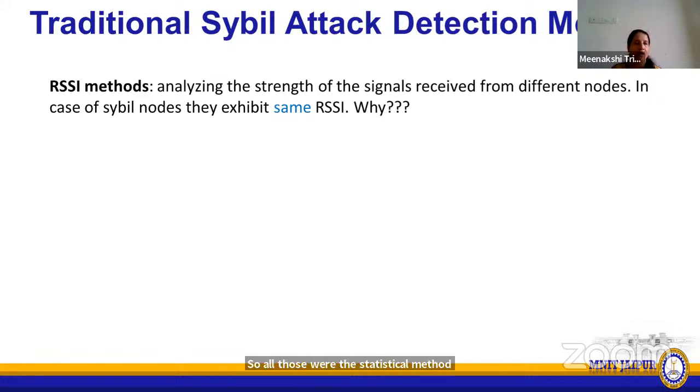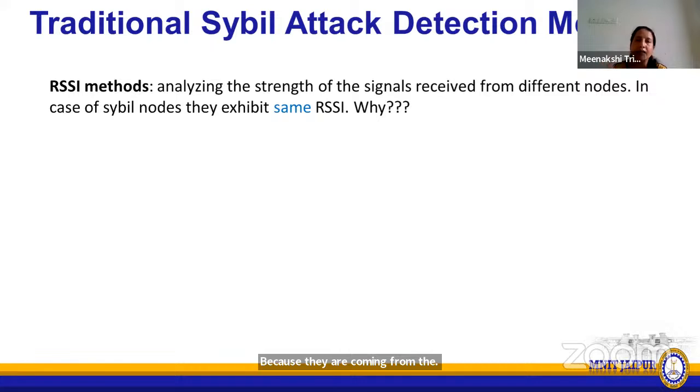Now next, if we talk about the RSSI-based method, what is RSSI? Received signal strength indicator. It analyzes the strength of the signal received from the different nodes. And in case of Sybil nodes, they exhibit the same RSSI. Why? Again, the reason is the same, because they are coming from only one physical node.